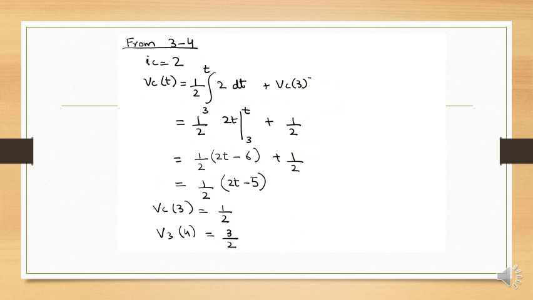Now the last one, from time 3 to 4, we got this equation. After putting all the values as previously, we are using the initial state of Vc of 3 negative. What was previously done in this case? This is our final equation, 1 by 2, 2t minus 5. And after putting the values of t, we got Vc of 3 is equal to 1 by 2 and Vc of 4 is equal to 3 by 2.